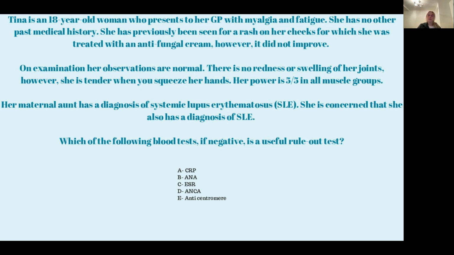ANCA, does anyone know what your ANCA antibodies are most associated with? So it'd be vasculitis. So they help us diagnose vasculitis. And then E, anti-centromere, is something that we did earlier. So that would be your limited systemic sclerosis. So it wouldn't help us with ruling out SLE.